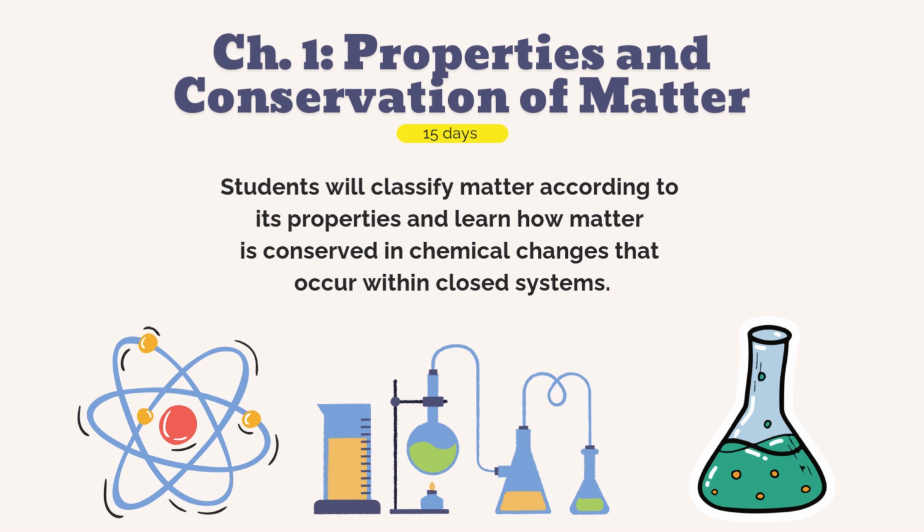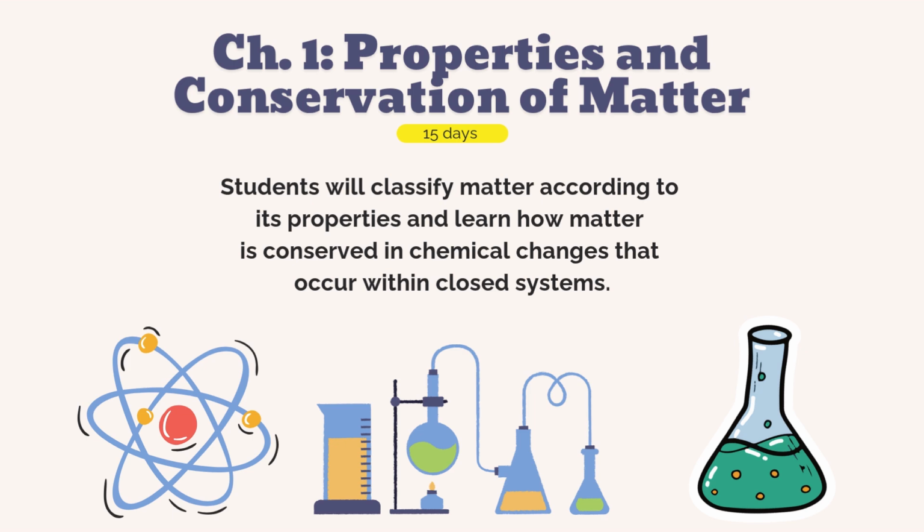In Chapter 1, students will study the classification of matter and how matter is conserved in chemical changes. Students will identify the differences between elements, compounds, and mixtures. They will also describe properties of water, compare properties of acids and bases, and investigate how mass is conserved in chemical reactions.